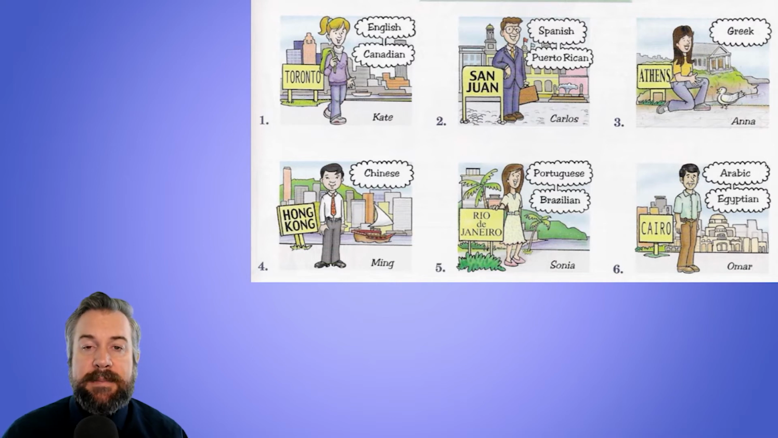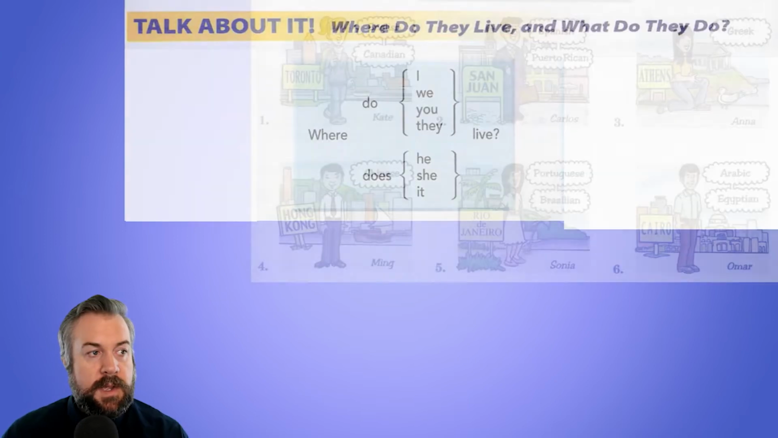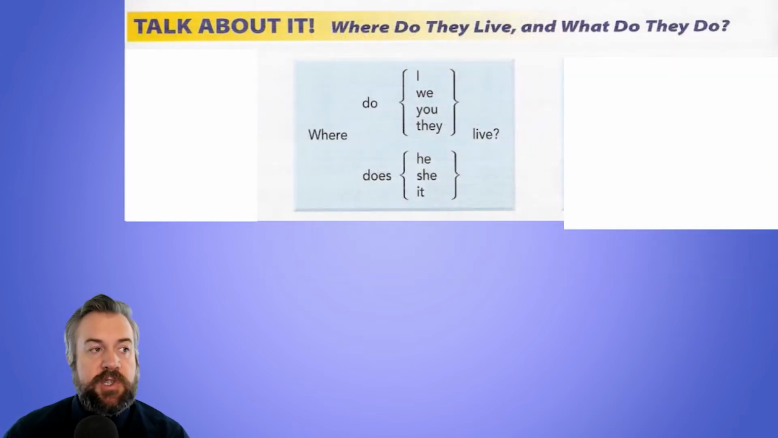Let's look at some more examples of people's nationality, where they are from, and what they do. That is on page 82. The top of page 82 introduces the question structure. First, where do I live? Where do we live? Where do you live? Where do they live? Where does he live? Where does she live? And where does it live?